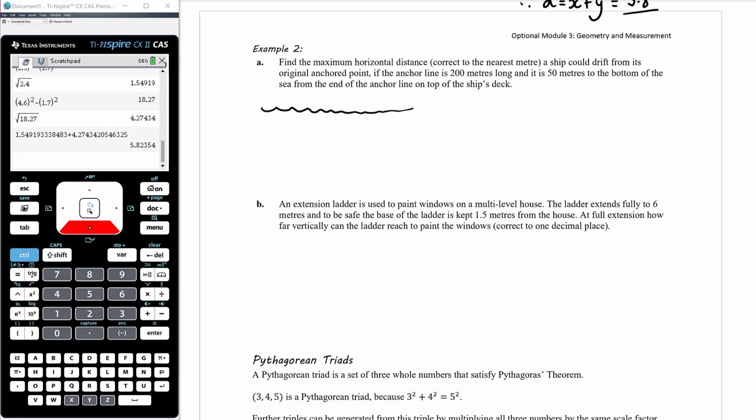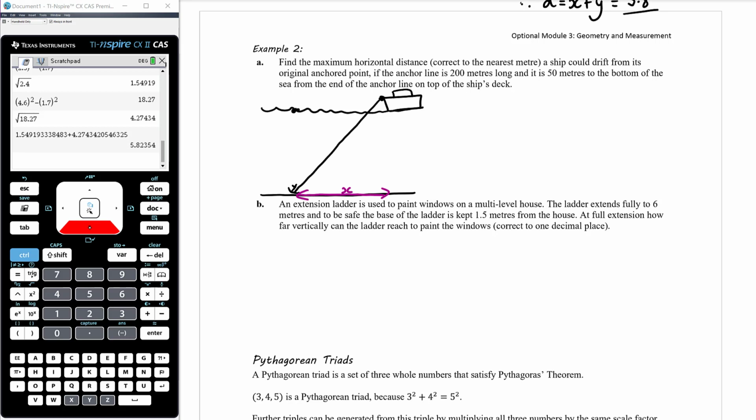Okay, we've got a ship that dropped anchor. Let's say it dropped the anchor, so we've got the seabed. Let's say it dropped anchor down here somewhere, so it would have dropped anchor when it was here, except it's drifting. Okay, so now it's over here. So it's dropped anchor, and now the anchor is here. So it says find the maximum horizontal distance that the ship could drift. So we want to find the horizontal distance. Okay, that's what we're trying to find. From its original anchor point.